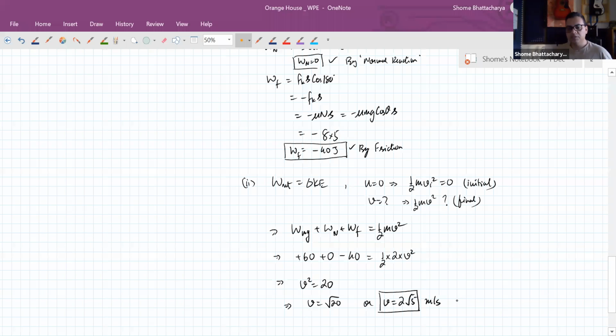So if you approximate this, it will come out to be about 4.47 meters per second. So Krupa, Varun and Rahil, your answers are correct.